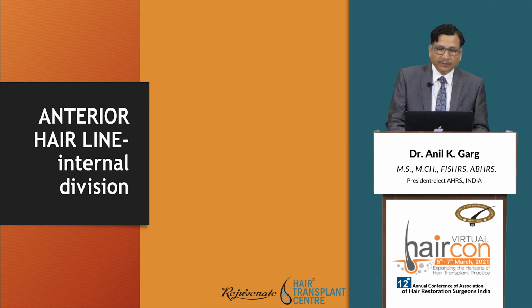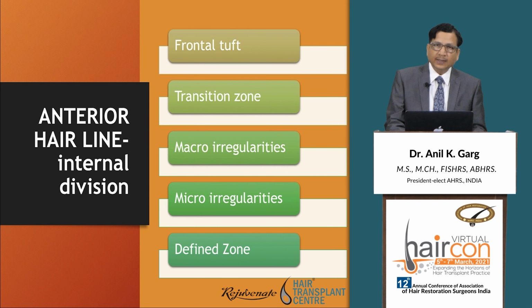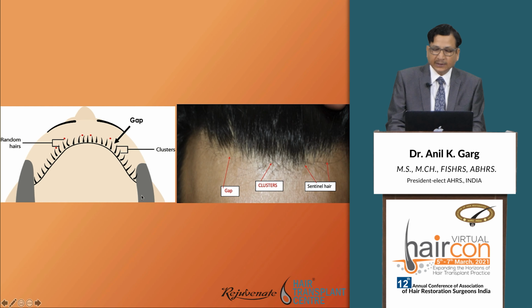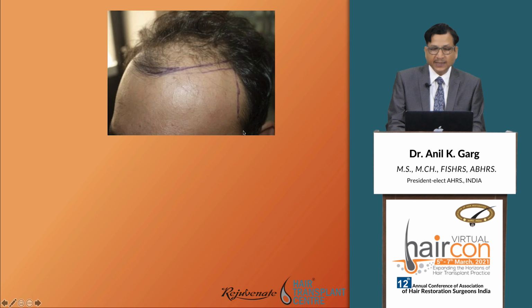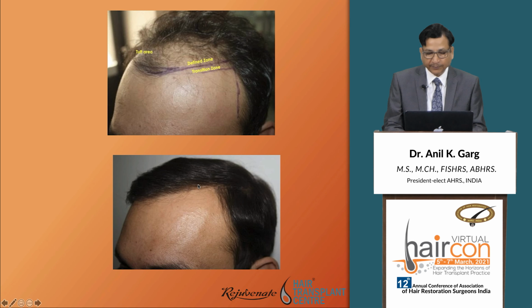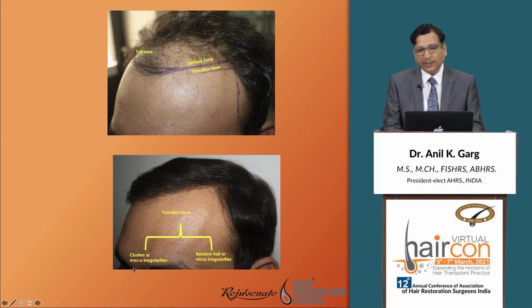Now the internal division of the hairline: the frontal tuft area and transition zone have micro and macro irregularities, and there is a defined zone. You can see here the micro irregularities, the gaps, the sentinel hair, and behind this is the defined zone. So how do we create it? Let's take this example. Transition zone, defined zone and frontal tuft area were created, and you see a beautiful, natural looking, soft aesthetic hairline having a transition zone with macro and micro irregularities, a defined zone and a tuft area.